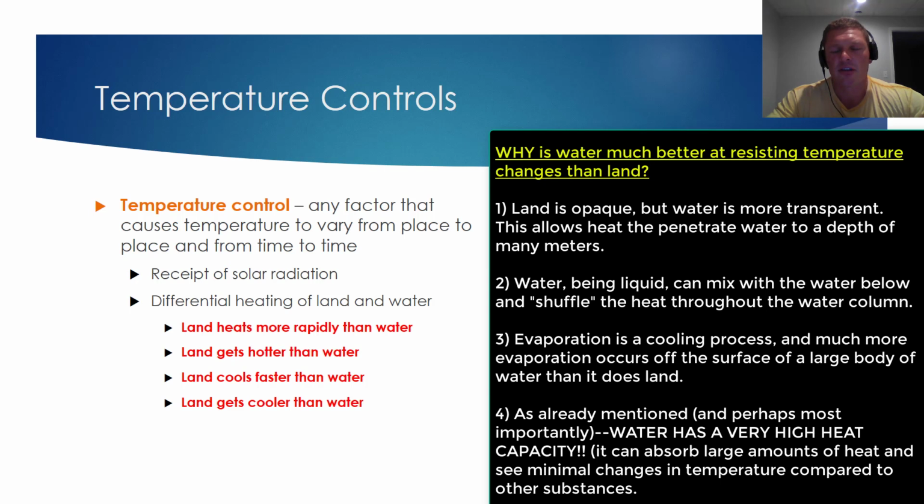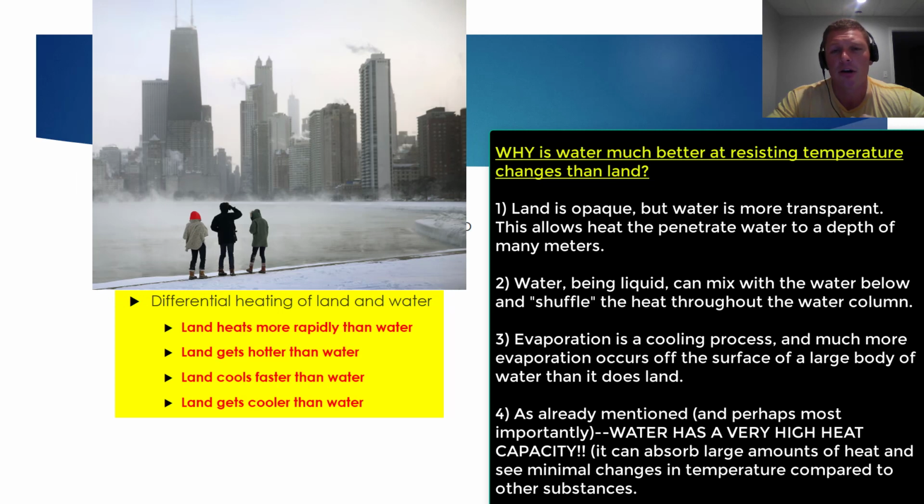There are a few key considerations I'd like you to keep in mind, and they're in red font. First, land will heat more rapidly than water. Second, land will get hotter than water. In other words, on hot days, land will reach a higher absolute temperature than water. By the same token, land will cool off faster than water. So for instance, at night, the land can cool quite rapidly once that solar energy is no longer being provided. And finally, land can reach much cooler temperatures than water. You may have seen this firsthand if you've ever been to Chicago during the winter. And while there's snow on the ground and the ground is frozen, Lake Michigan is still liquid water.